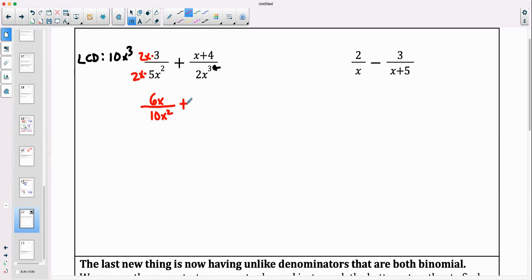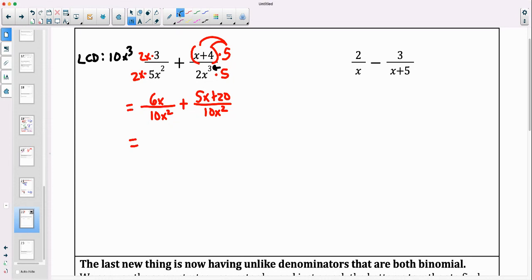Okay, and then this one already has the correct amount of x's, but it needs to get multiplied by 5. When you do that, you need to distribute this 5. So we get 5x plus 20 over 10x squared. And then we can look at adding those together for our final answer. It will be our final answer because we won't be able to reduce.